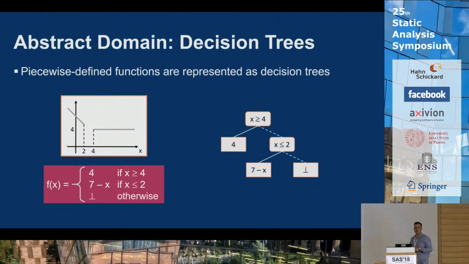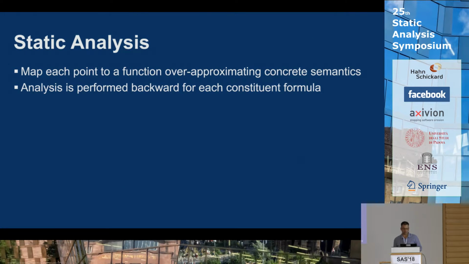And now that we have this abstract domain, we can actually define our static analysis, which is a backwards analysis that infers these functions. And so if we have a more complex CTL formula, we do that by looking at each of the constituent formulas individually and then step by step building up the entire function. So let me show you how we do that.